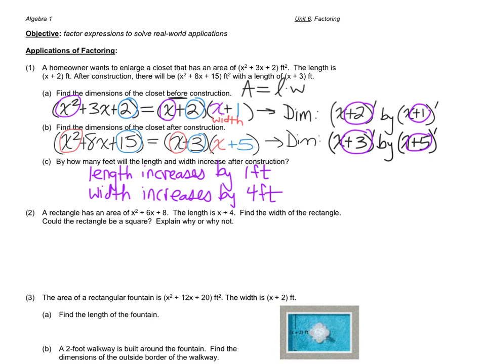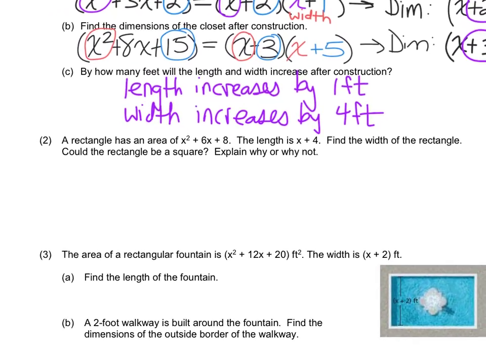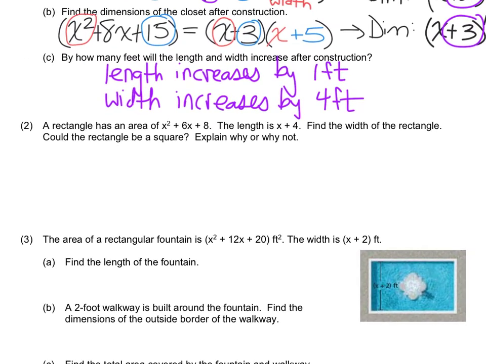All right. Rectangle has an area of x squared plus 6x plus 8. The length is x plus 4. Find the width of the rectangle. And the follow-up, I think the follow-up is actually more meaningful than the actual question itself. Could it be a square? Because that's actually going to lead us into a concept that we're going to cover down the line.